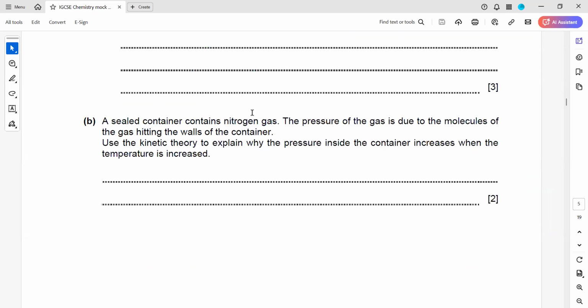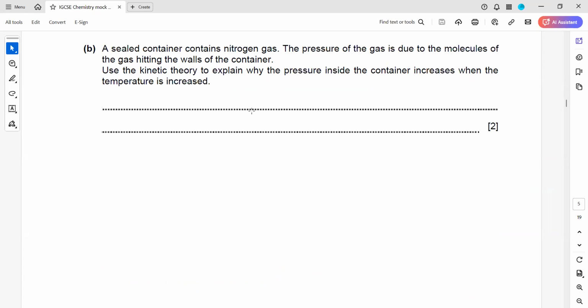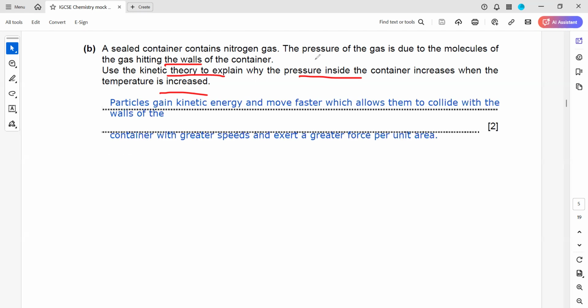A sealed container contains nitrogen gas. The pressure of a gas is due to the molecules hitting the walls of the container. Use kinetic theory to explain why the pressure inside the container increases as the temperature increases. The particles gain kinetic energy, move faster, and hit the wall of the container more often, or hit at a higher speed with a greater force. That's why it increases the pressure.